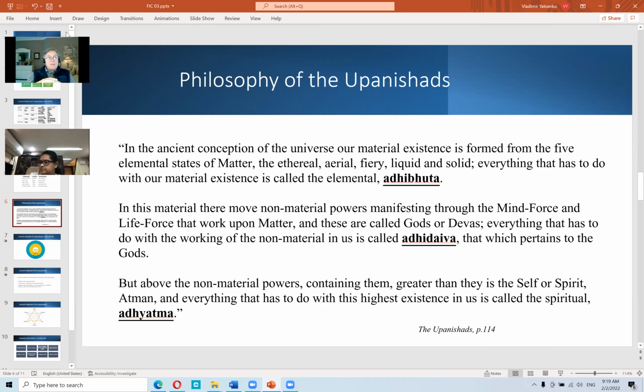Everything that has to do with our material existence is called elemental, adhibhuta. In this material there move non-material powers, which are gods, as it were: mind force and life force, that work upon matter. These are called gods or devas. Everything that has to do with the workings of the non-material in us is called adhidaiva, that which pertains to the gods.